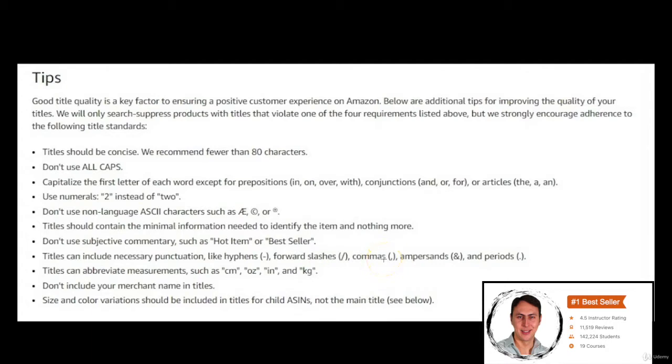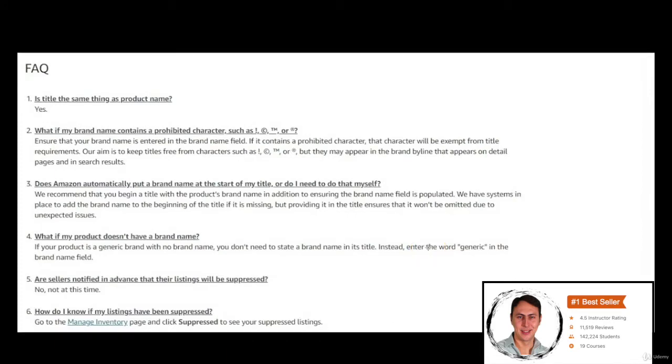Don't include your merchant name in the titles. Size and color variations should be included in titles for child ASINs, not the main title. You can mention the main product in the title, and it might even be better. There is an explanation in the FAQ. Let's take a look. What are these questions?